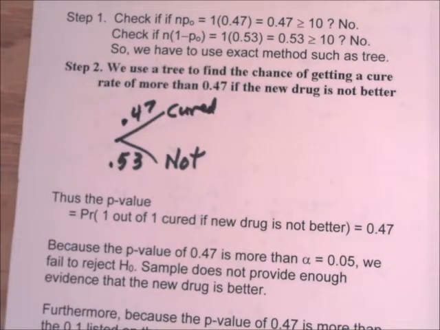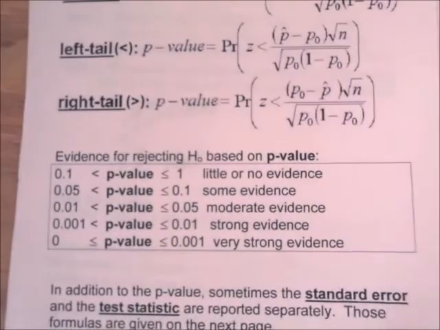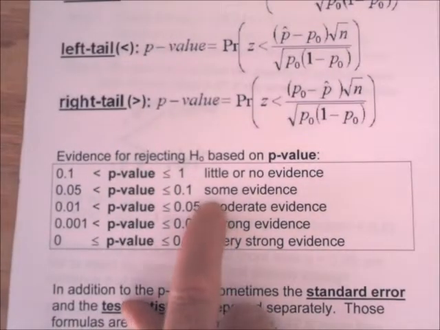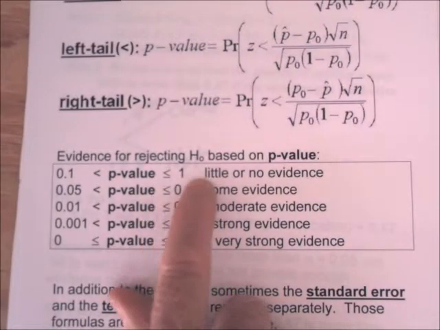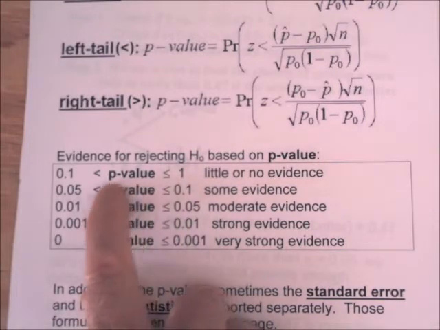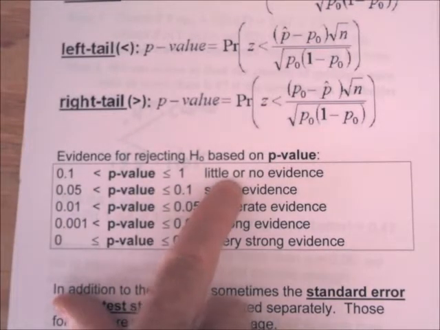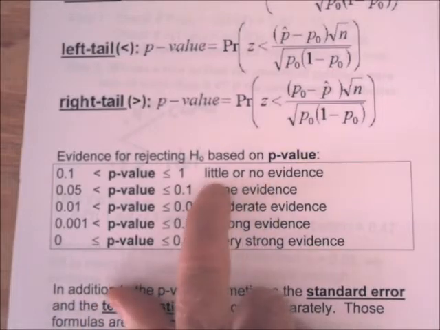We can also compare the p-value to this chart here. Usually we want at least moderate evidence, but our p-value of 0.47 is between 0.1 and 1, so more specifically there's little or no evidence that the new drug is better.